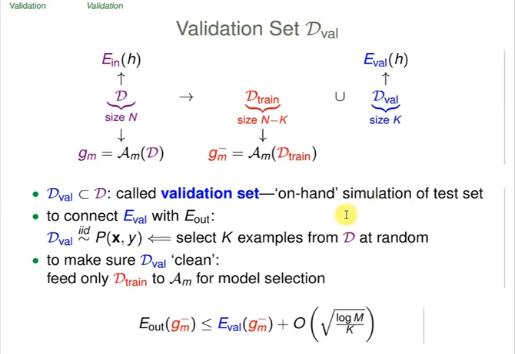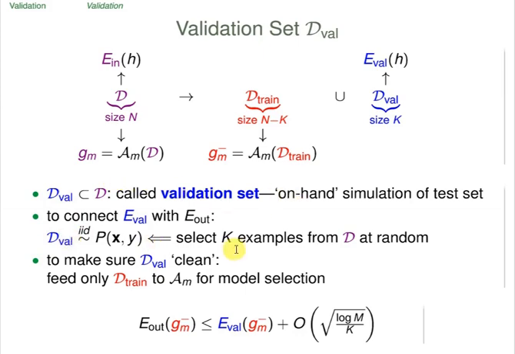Now, in order to connect E-validation to out-of-sample error, E-out, here we can consider the validation set to estimate the actual out-of-sample error and minimize it directly, as the validation set is not involved during the training. The E-validation is considered a better proxy of out-of-sample error. Okay, so validation is clean, it has not been contaminated.